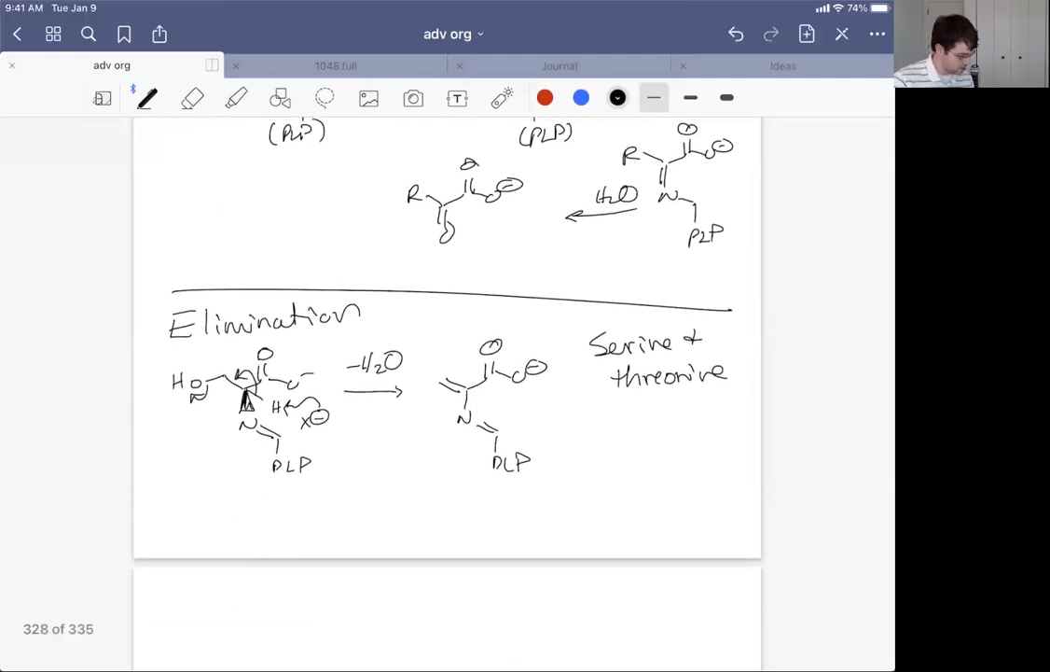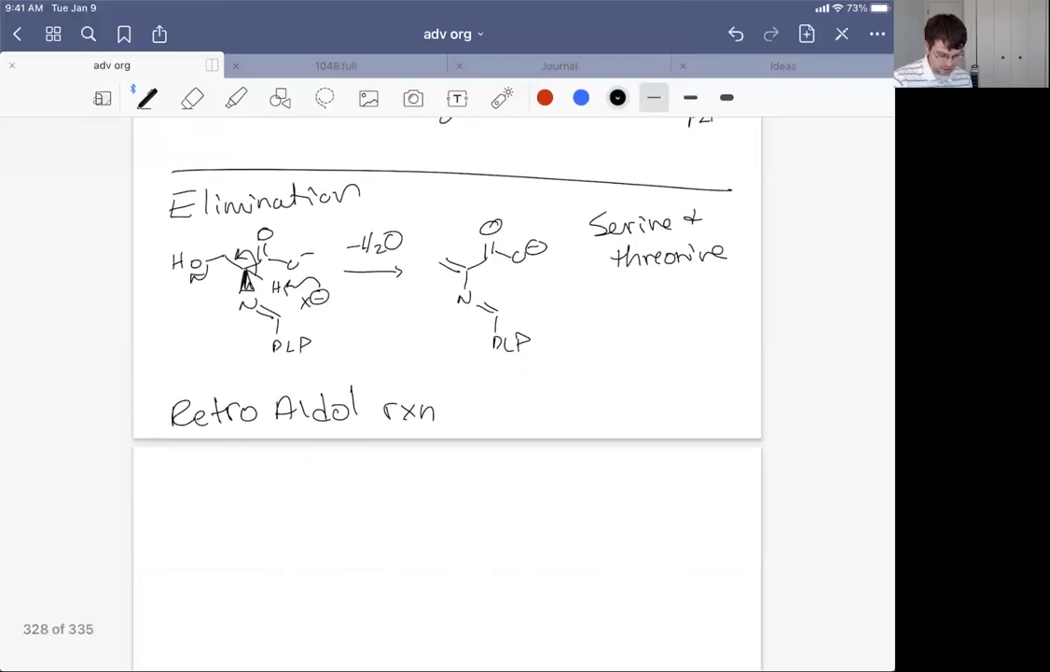We can also, in addition to elimination, look back at that beta hydroxy group and do a retroaldol reaction. So we have two beta hydroxy amino acids. Beta hydroxy carbonyls are generally products of an aldol reaction. So why does PLP help us there? Well, what we can do is a retroaldol. Now, a retroaldol works backwards from an aldol reaction. You can think about it this way.